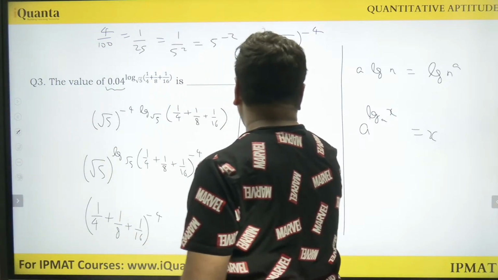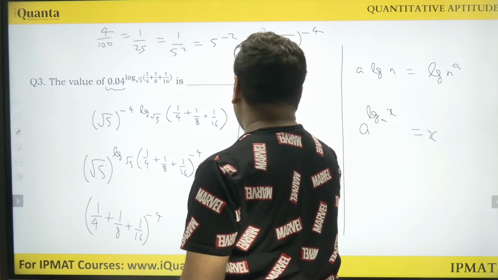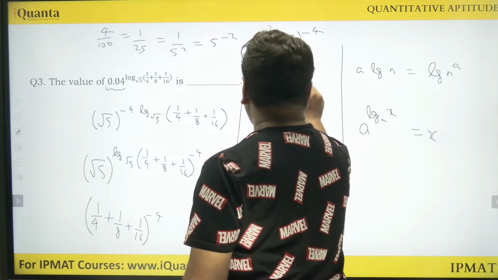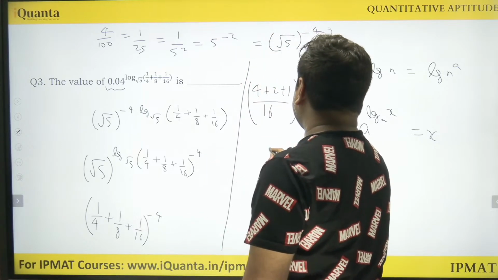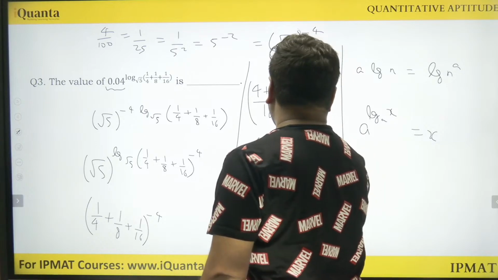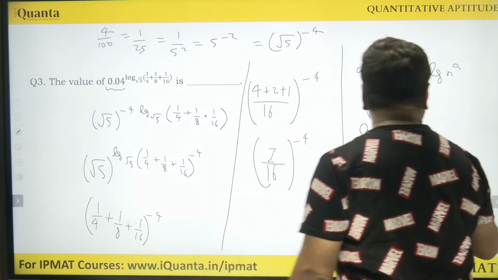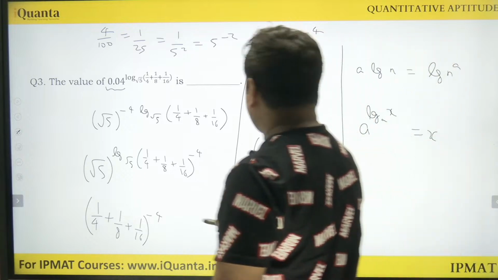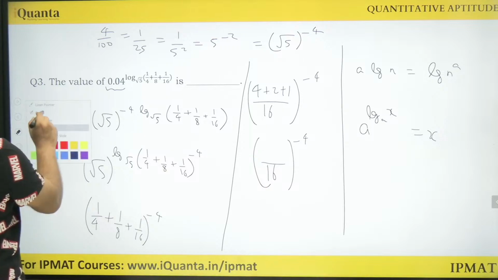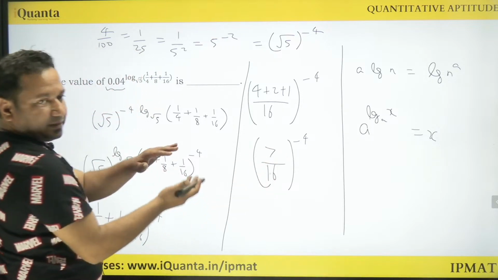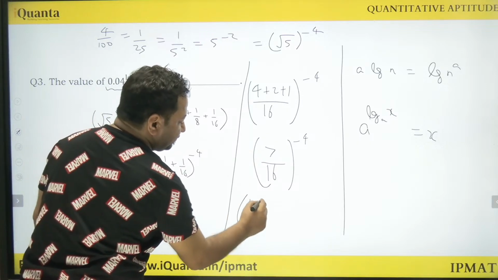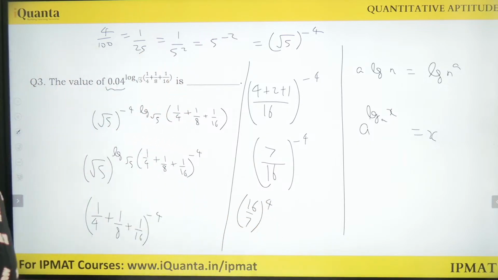So 16 is the LCM. On the numerator, I'll have 4 plus 2 plus 1, raised to the power minus 4. This is 7 by 16, 7 by 16 raised to power minus 4. So if I want to cancel out the negative power, I take the reverse: 16 by 7 raised to power 4 will be my answer.